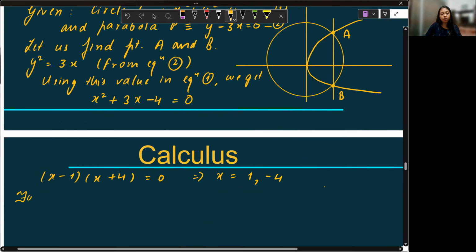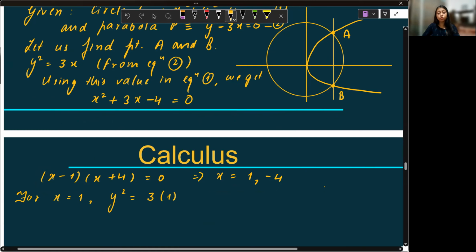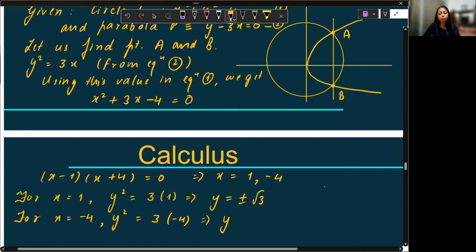For x is equal to 1, what is the value of y? y square is equal to 3 times 1, right? This is y square is equal to 3x, this is what I'm using here. So it implies y is plus minus root 3. But for x is equal to minus 4, y square is equal to 3 times minus 4, which implies y square is minus 12. Not possible. So this is a contradiction here. Okay, will not proceed from here.